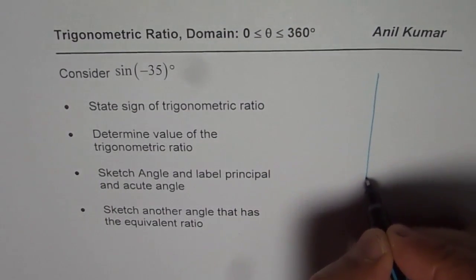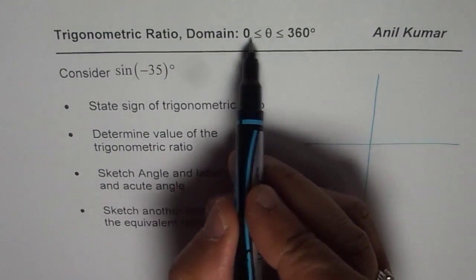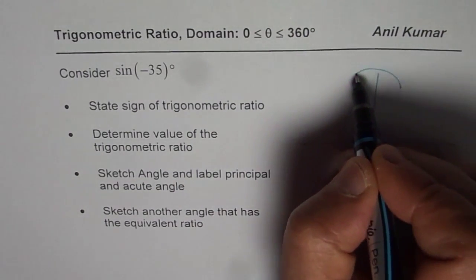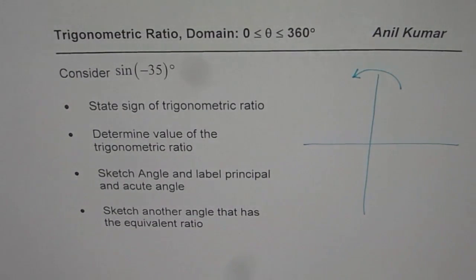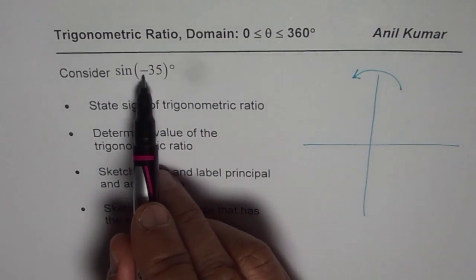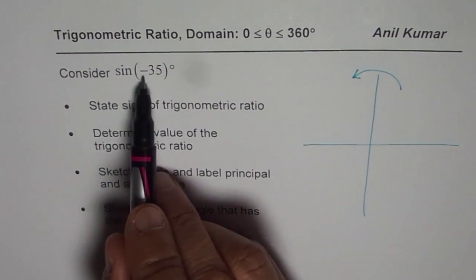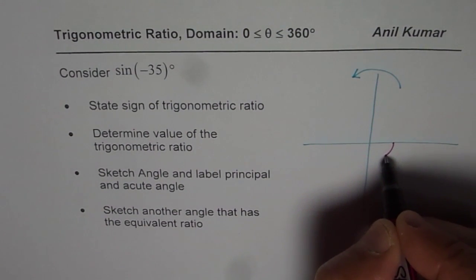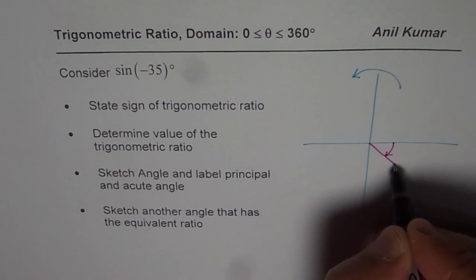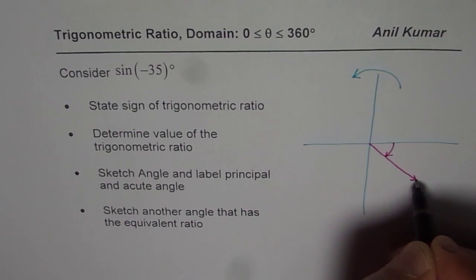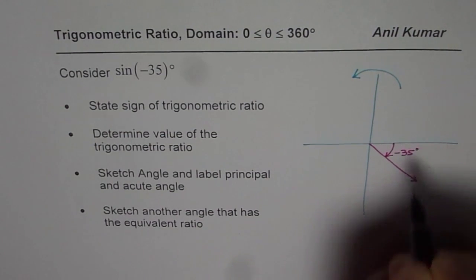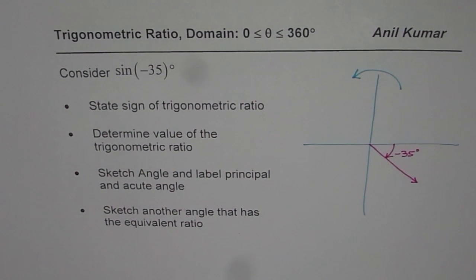What does that mean? Whenever we have been talking about these angles 0 to 360, they are all positive. Positive means that you go counterclockwise. But when it comes to negative angles, you are going in the clockwise direction. So sine of minus 35 will start from the positive x-axis and move clockwise by 35 degrees, resulting in the terminal arm in quadrant 4. Do you get it? So this angle will be treated as minus 35 degrees. Correct? So that is what it means when it is negative angles, right?